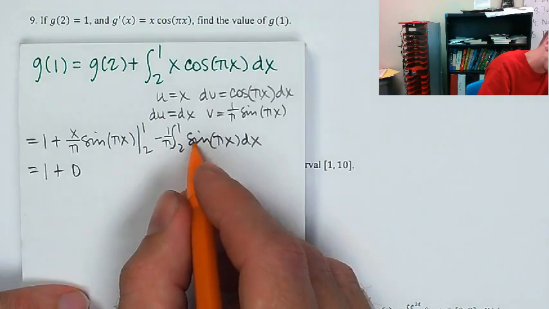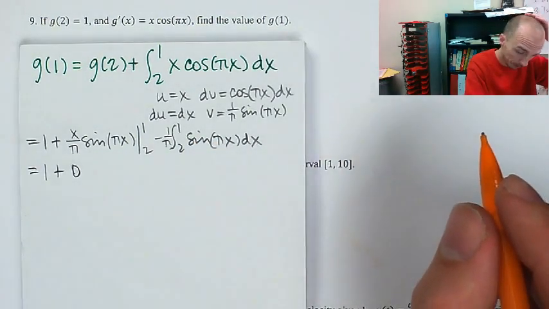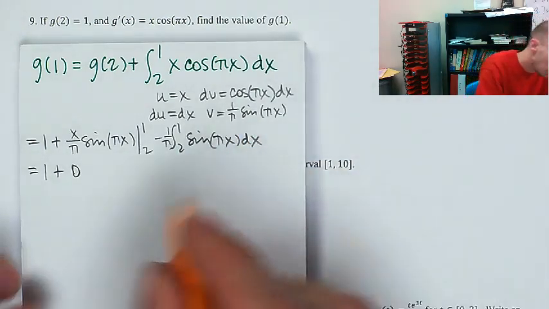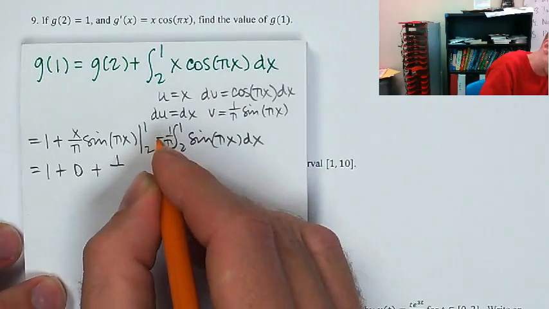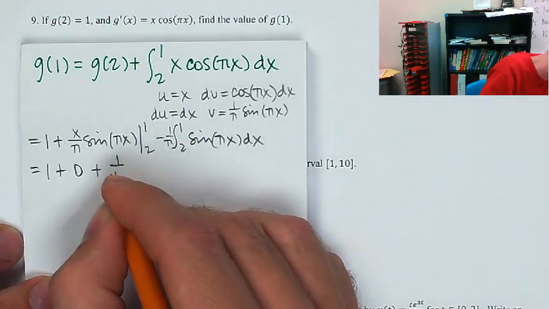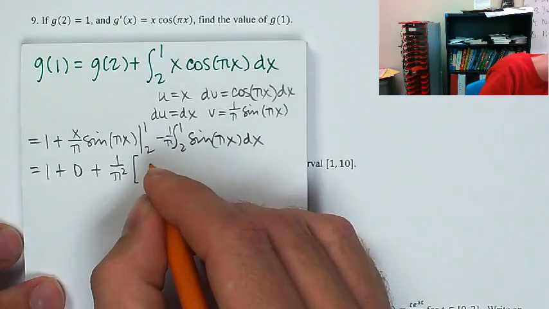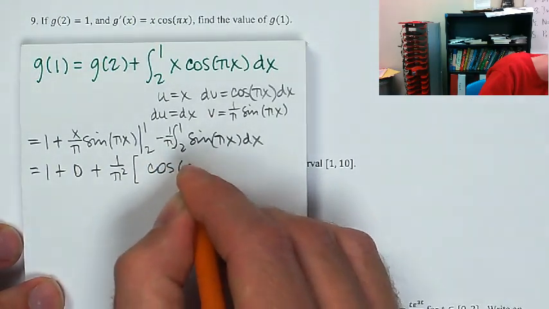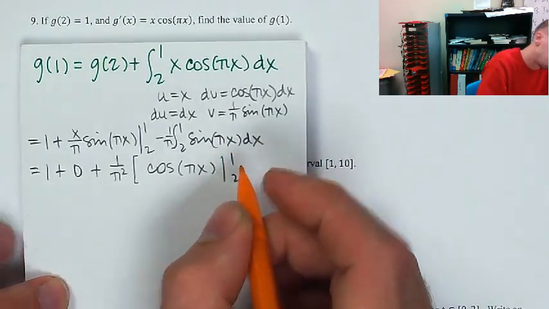All right, the antiderivative for sine of pi x is going to be negative cosine of pi x divided by pi. So I'm going to have a plus, right, because of the negative, 1 over pi squared times cosine of pi x as x runs from 2 back to 1.